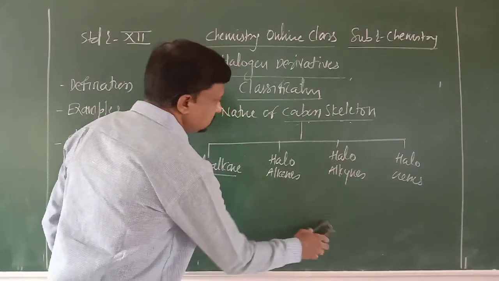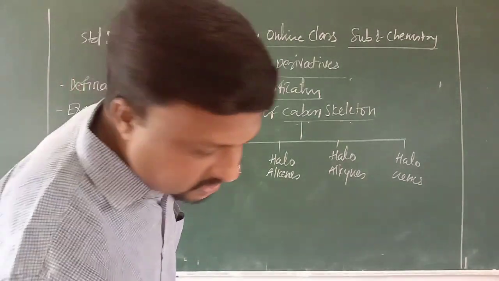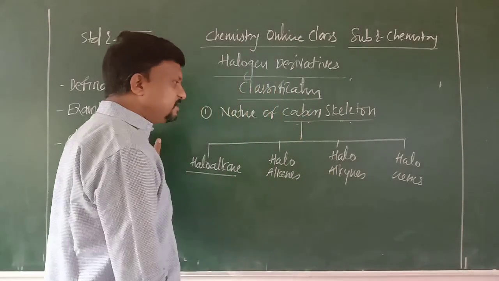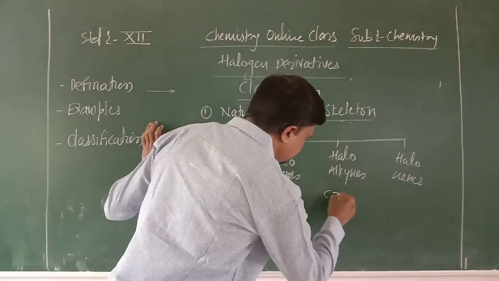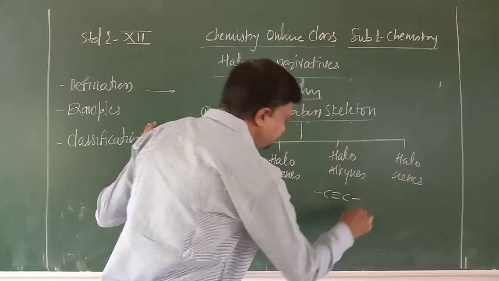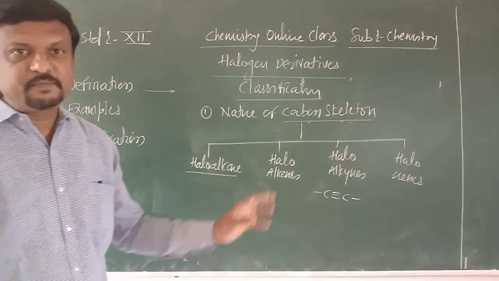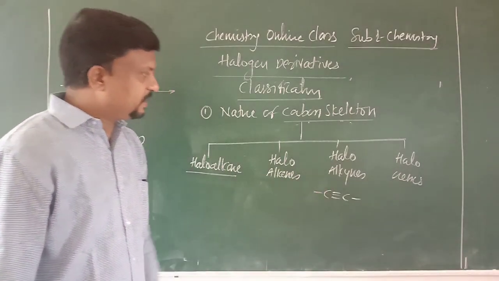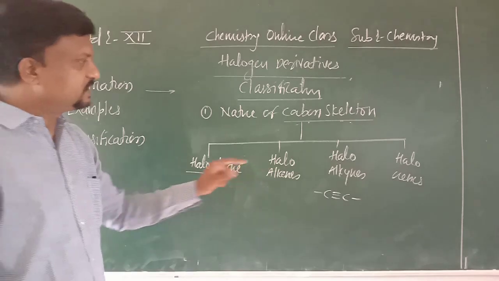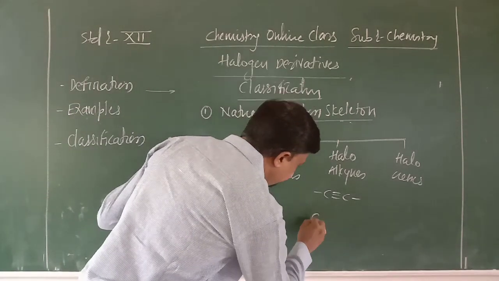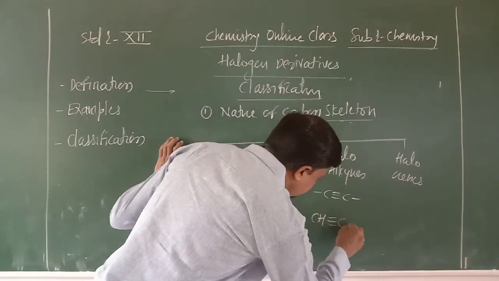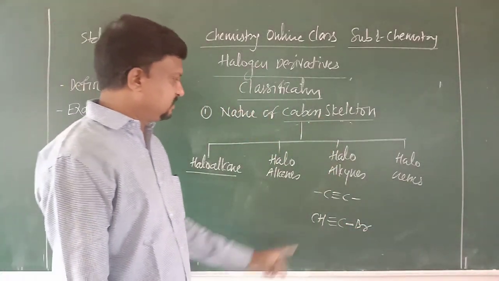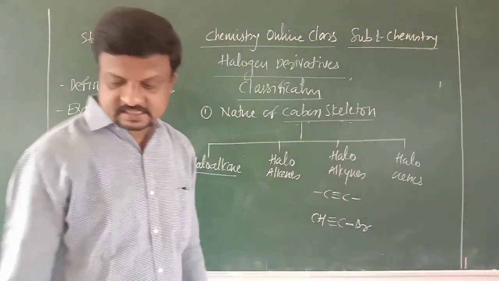Third, haloalkynes. The third part is known as the haloalkynes. Here the halogen atom is attached to the carbon skeleton where the carbons are joined with each other by a triple bond. And to such a carbon atom, if a halogen atom is attached, then it is said to be a haloalkyne. For example, CH≡C-Br. This is the example for the haloalkynes. Whose example is this? Haloalkynes.